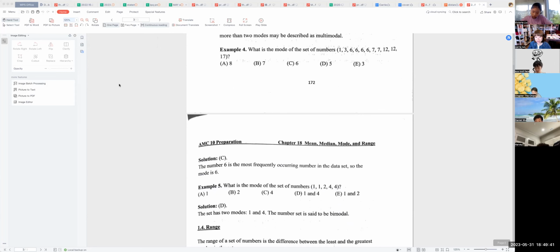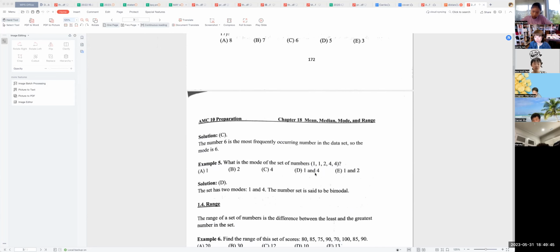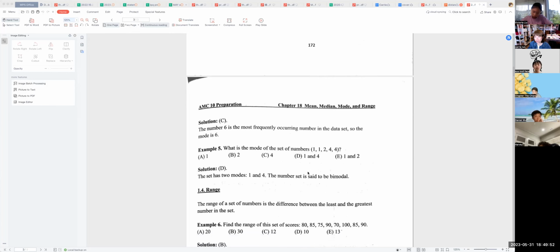What is the mode for the set of numbers 1, 1, 2, 4, 4? So it's 1 and 4. Everybody, take a look. Example 5 is like that. Okay, Oliver, understood? Clear? Victoria, clear?